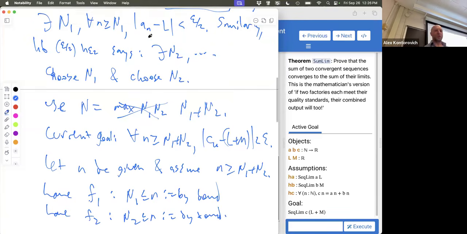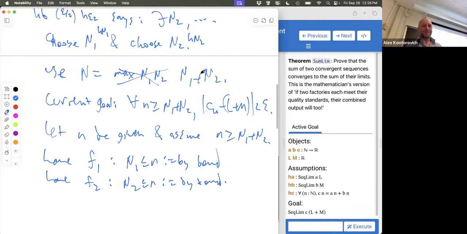Okay, so this is choose N1, and of course, the hypothesis on N1, which would say for all n greater than or equal to N1, An minus L is less than epsilon over 2. And the hypothesis on N2 says for all n greater than N2, Bn minus M is less than epsilon over 2. Okay, so now what?